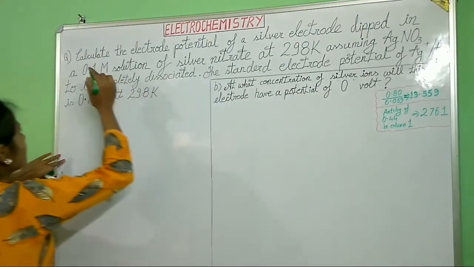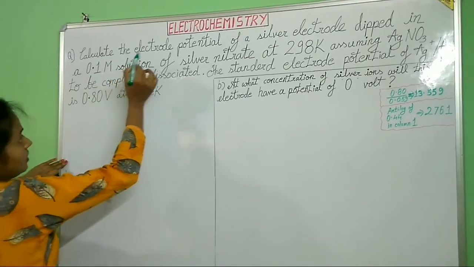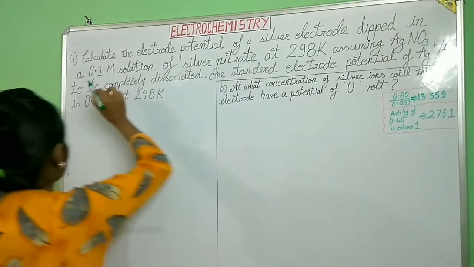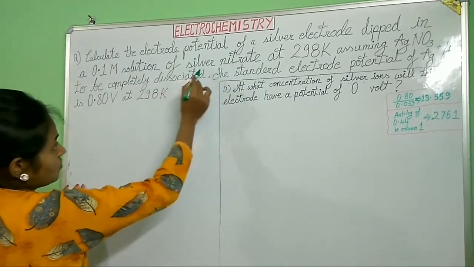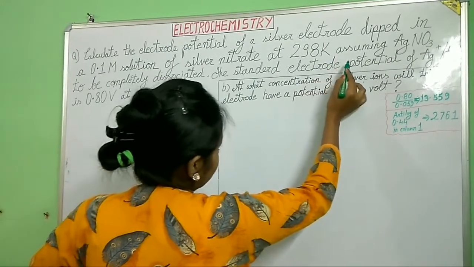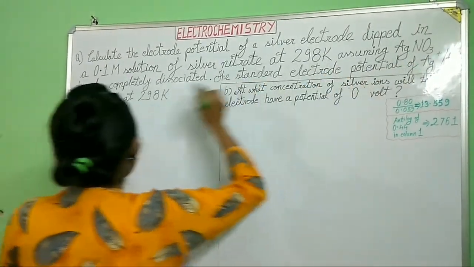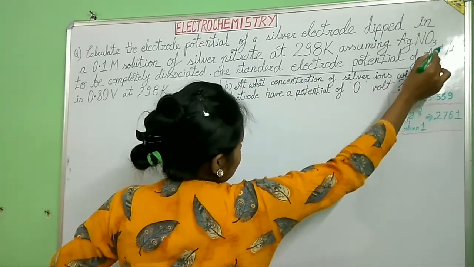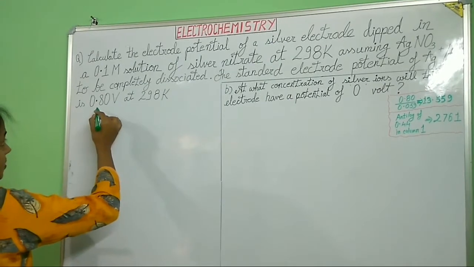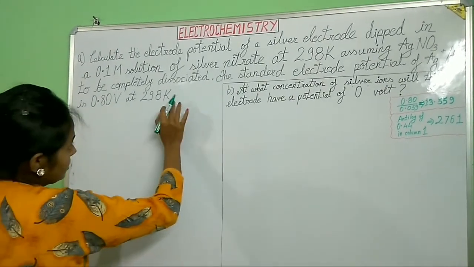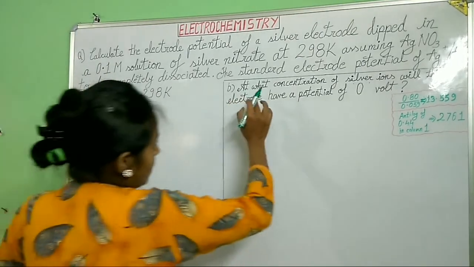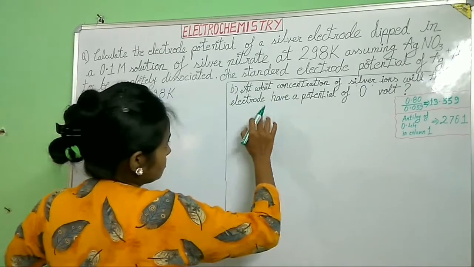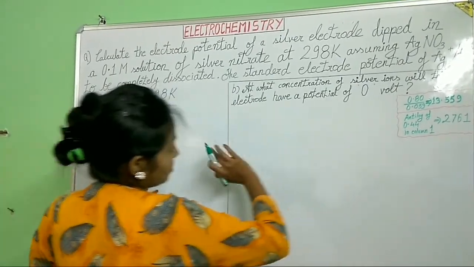Come to the next question, which says, calculate the electrode potential of a silver electrode dipped in a 0.1 molar solution of silver nitrate at 298 Kelvin. Assuming silver nitrate to be completely dissociated, the standard electrode potential of Ag plus oblique Ag is 0.80 volt at 298 Kelvin. And the second part of the question is, at what concentration of silver ions will this electrode have a potential of 0 volt?